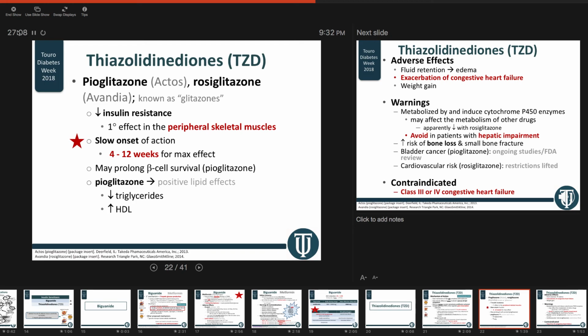And in addition to lowering glucose, pioglitazone can also lower triglyceride and also increase HDL. So for those who also suffer from hyperlipidemia, pioglitazone might be a good option for that.